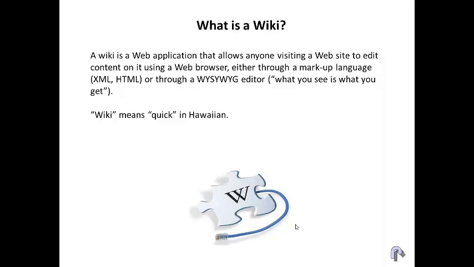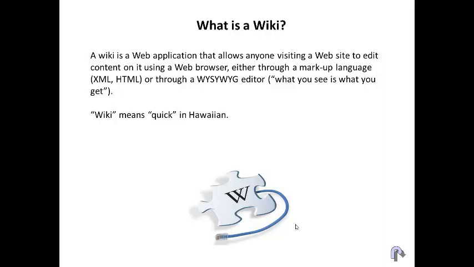A wiki is a web application that allows anyone visiting a website to edit content on it using a web browser, either through a markup language or through a WYSIWYG editor. A markup language can be something like XML, which stands for Extensible Markup Language, or it can be the more common HTML, which stands for Hypertext Markup Language. XML and HTML are standard generalized markup languages, or SGMLs. There are a variety of SGMLs, such as XML and HTML. They're the standard protocol for formatting and displaying documents on the World Wide Web.